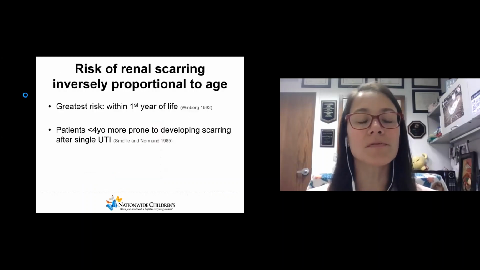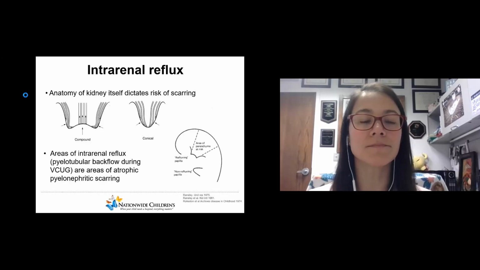We know that the risk of renal scarring is inversely proportional to age, with the greatest risk being within the first year of life. But even patients less than 4 years of age are more prone to developing scarring after a single urinary tract infection. The anatomy itself may also dictate risk of scarring, with the morphology of the individual renal papilla predisposing to scarring.